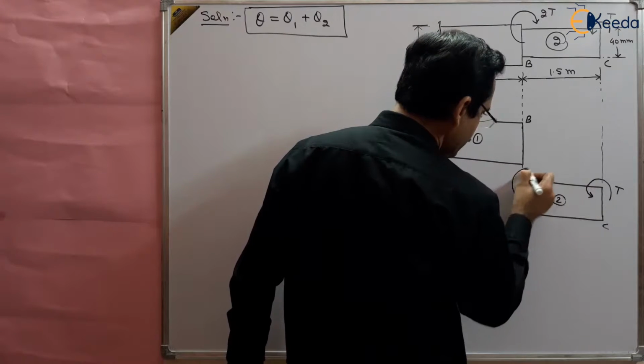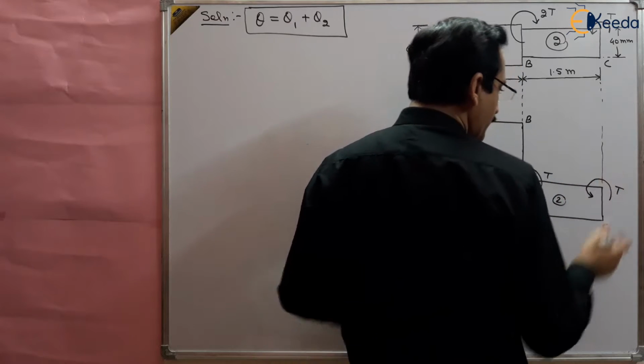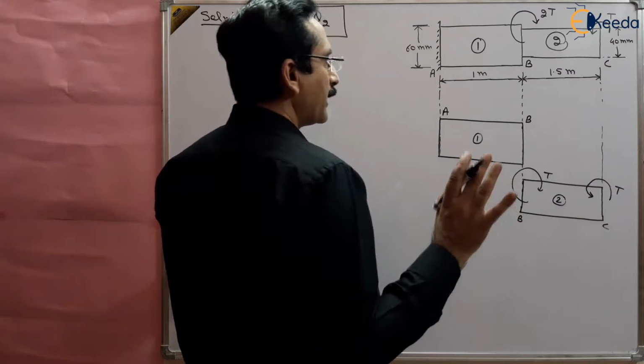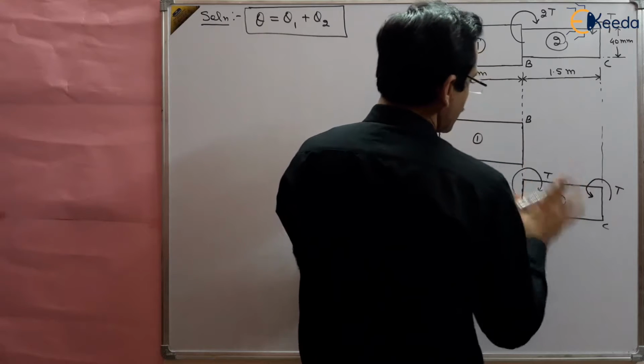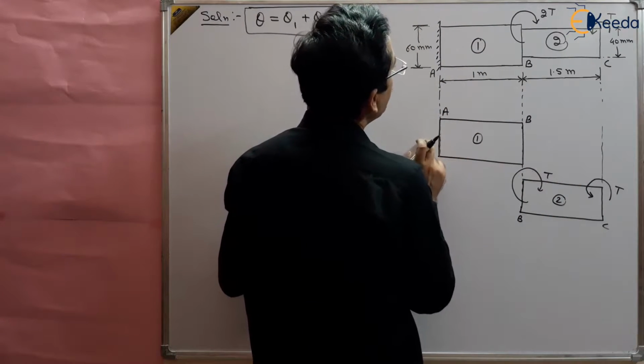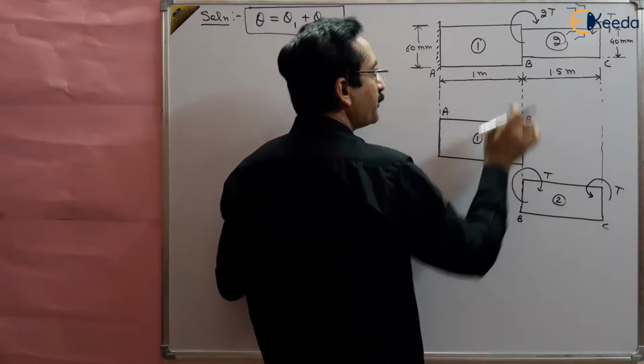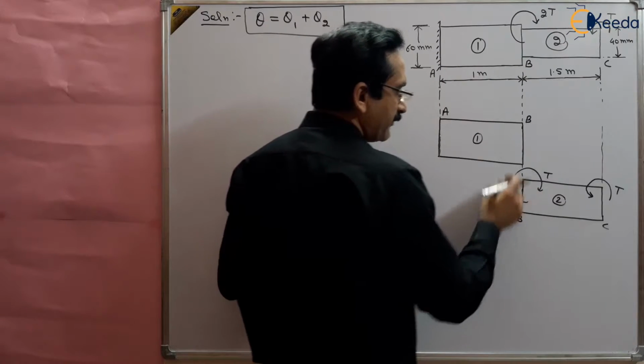So this is clockwise torque T. It is clockwise, this is anti-clockwise, the body is in static equilibrium, and there is no twist for the time being, right? And here a 2T torque is there at point B, and T we have already applied.